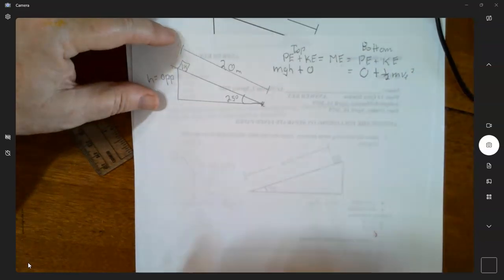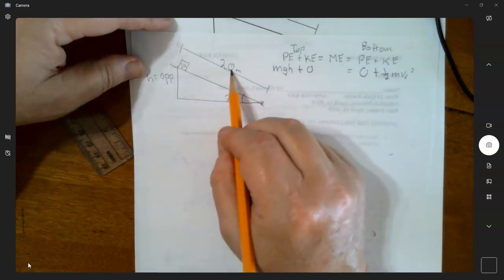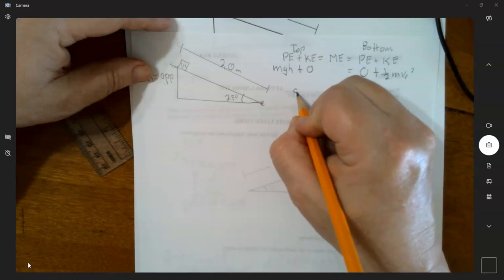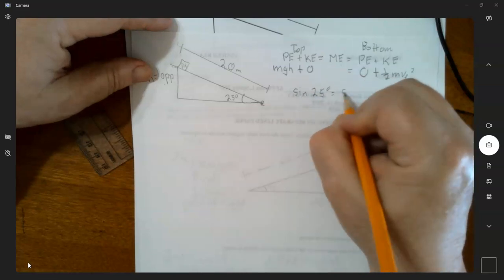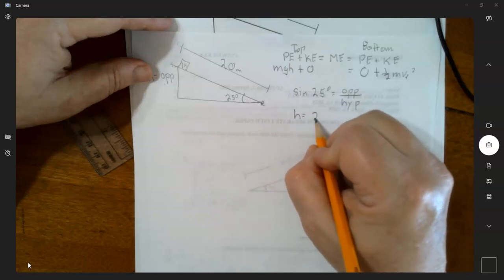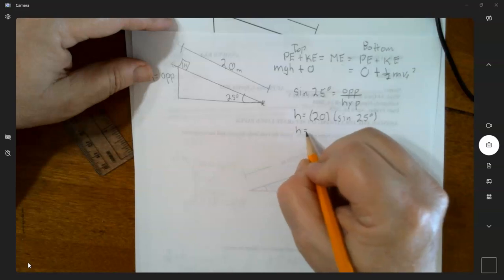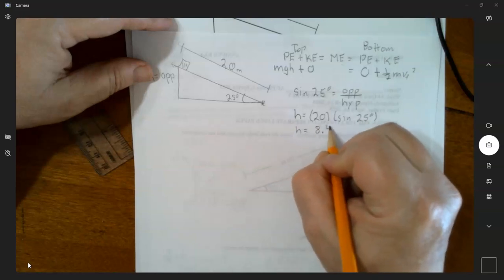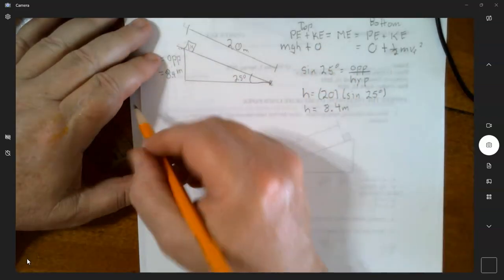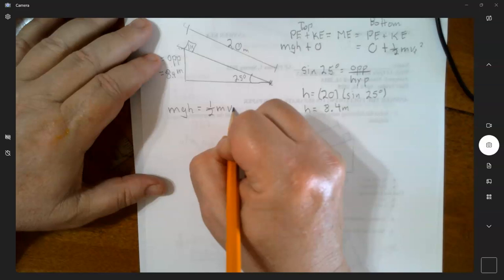Now first we need to know the height here. It's just simple trigonometry. This is the opposite, this is the hypotenuse, and you have a 25-degree angle. So sine 25, or opposite, which is the height, equals the hypotenuse times sine 25. That's going to equal 8.4 meters. All right, so now we keep going. From up here we have mgh equals 1/2 m v final squared.